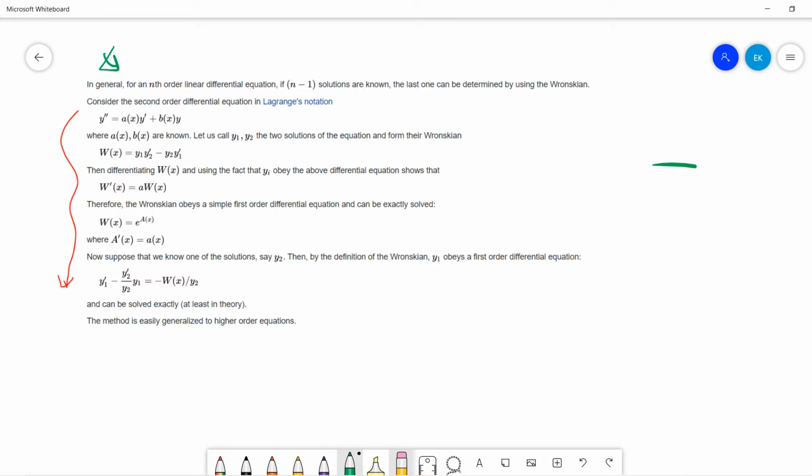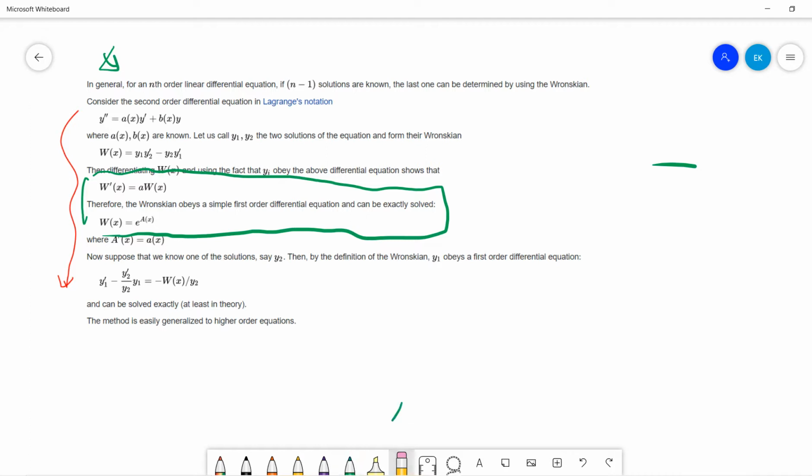The idea in this video is that I want to prove this statement. If I have a second ODE, y'' = a(x)y' + b(x)y, people can define the so-called Wronskian, W = y1 y2' - y2 y1'. I want to prove that the Wronskian W' satisfies this equation, so that we can write W(x) = exp(A(x)), where A'(x) is the lowercase a(x).